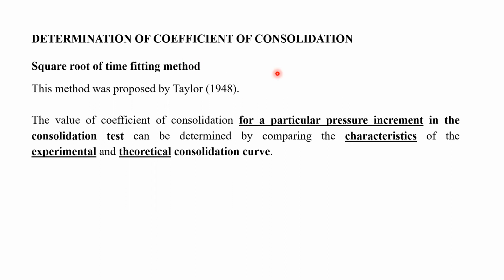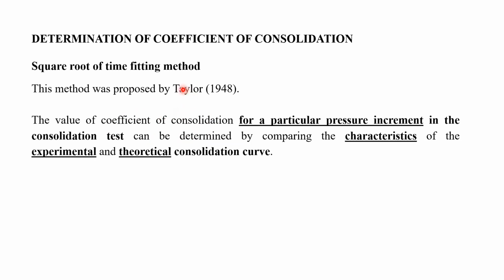As you know, in the beginning we used 10 kilonewton per meter square pressure on the hanger, and the dial gauge readings were collected for 24 hours at different timings. So how can we find this coefficient of consolidation based on the time and the dial gauge reading, for a particular pressure increment? The particular pressure may be 10 kilonewton per meter square, maybe 20. For any pressure, how can we find the coefficient of consolidation?